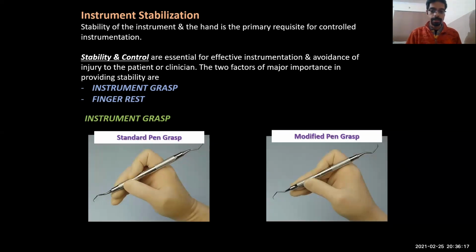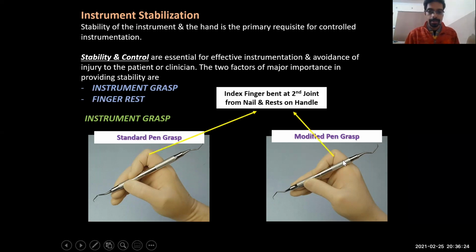Now, there are instrument grasps which are very common. This is the standard pen grasp and this is the modified pen grasp. Now, I will explain both of them. In both grasps, the index finger is bent at the second joint, meaning this is the first joint, and this is the second joint. So the index finger is bent at the second joint from the nail and rests on the handle, in both the standard pen and modified pen grasp.